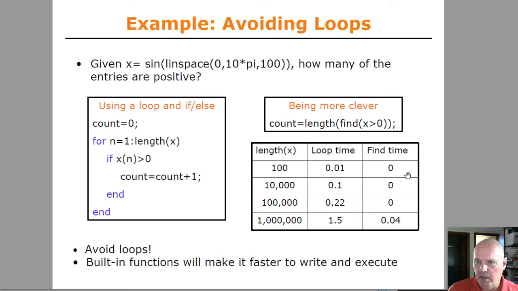Here is a comparison of these two approaches, using the loop method versus the find method. For vectors of length 100, the find method was so fast it couldn't even be clocked. Using 1,000,000 elements, the loop method took 1.5 seconds. Again, it's pretty fast. Computers are fast. But using the find method, it was much faster. This is 40 milliseconds, or 4 hundredths of a second, so perhaps about 40 times faster using find versus using a loop.